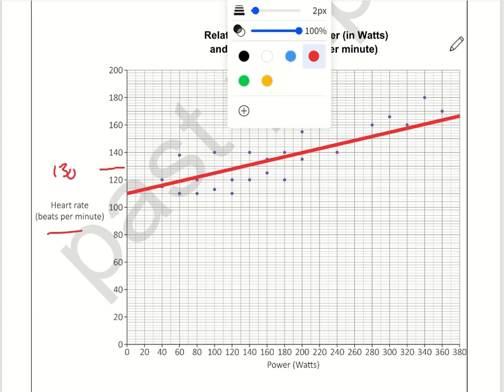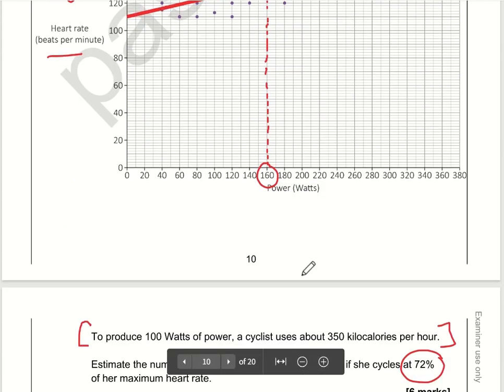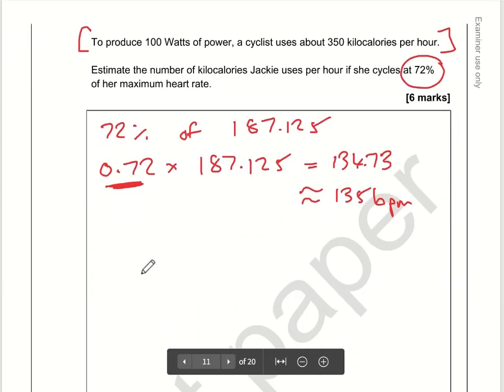Okay, so usually you get the mark if you can draw a line of best fit that looks acceptable and prove that you know how to use a line of best fit, then you'll be absolutely fine. But with this question, it doesn't quite work out like that. So I'm going to go up to 135 beats per minute, which is halfway between 130 and 140. And you should use a pencil and a ruler to do this. And I'm going along here and I'm hitting the graph at this point here, which as far as I'm concerned takes me down to 160 watts. Okay, so 160 watts.